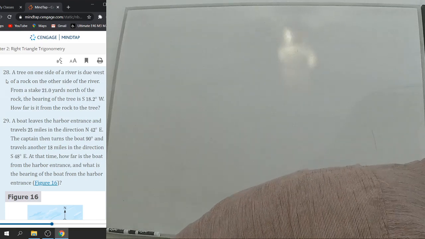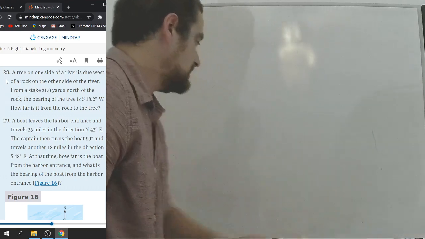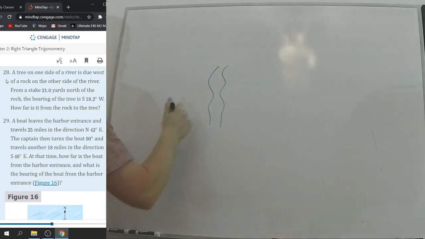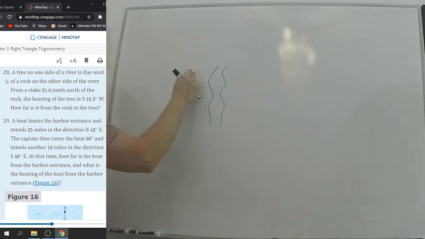So let's get a nice frame of reference going here. A tree on one side of the river is due west of a rock. Here's a river. Over here, I'm going to draw a tree. Yeah, it's not going to be the prettiest tree, but it's a tree.